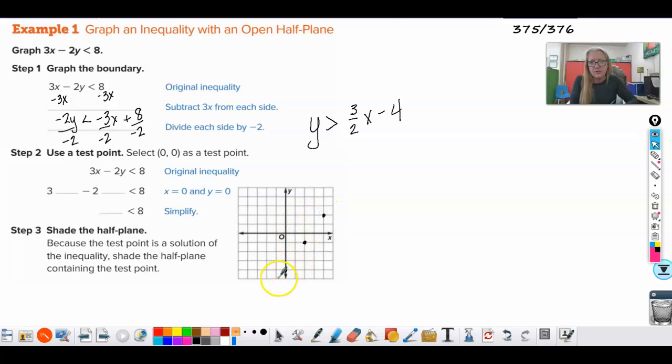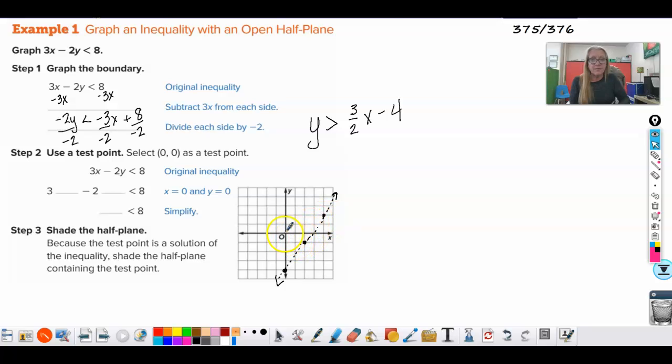And then this is actually going to be a dotted line because it's not "or equal to." If it was "or equal to," it would have been a solid line. There's no equal to, so this is a dotted line. It's not a very straight dotted line. Now, you have to decide either the points on this side all make this true, or the points on this side all make this true. And the way we decide which side is we pick a test point.